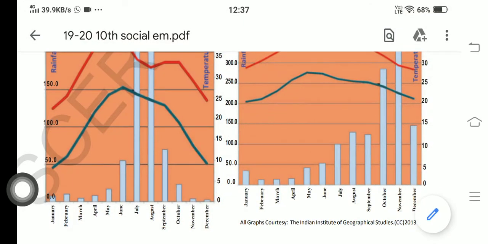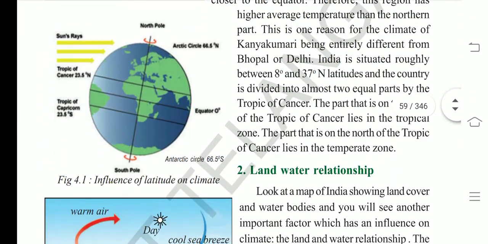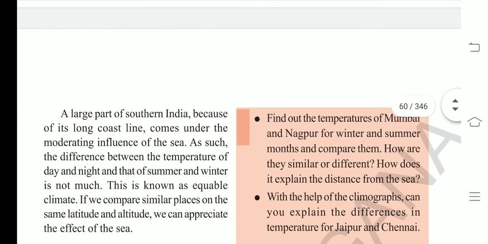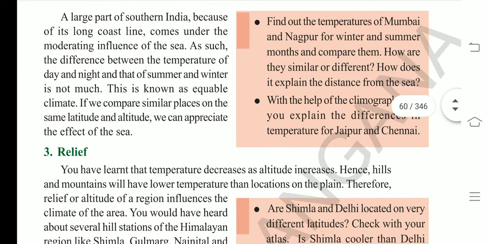Land and water relationship is a factor that influences the climate of a place. Are you clear? Next, we will see the pressure belts. Here it is already we studied, this is in ninth class. The pressure belts are there, right? So once go through the ninth textbook atmosphere lesson, there you can understand, right?